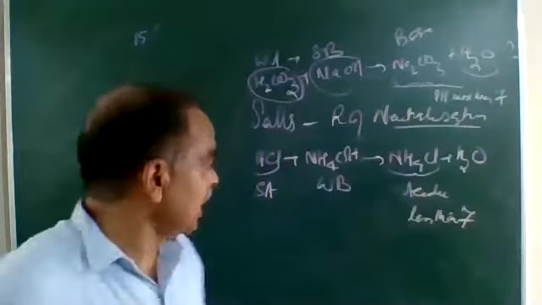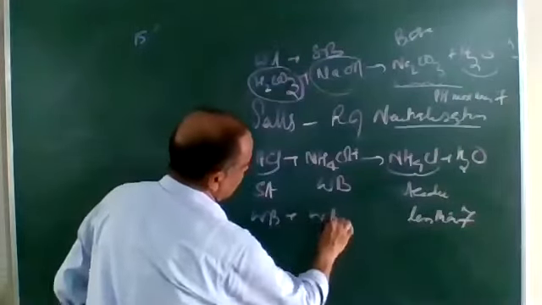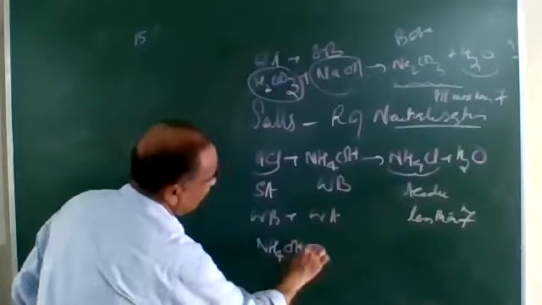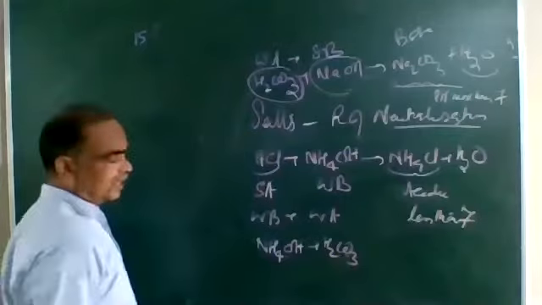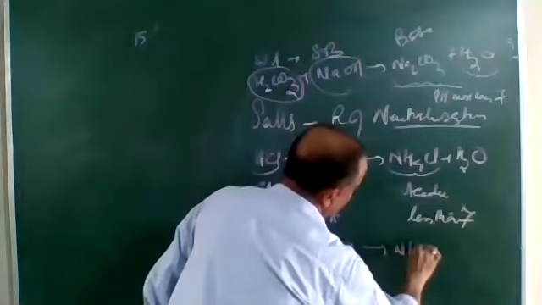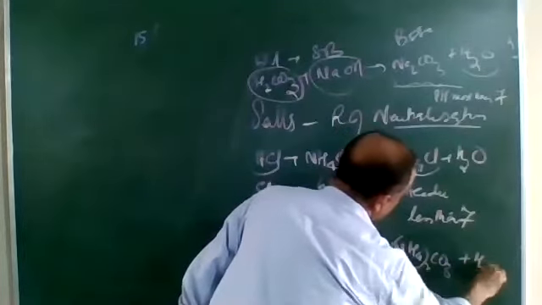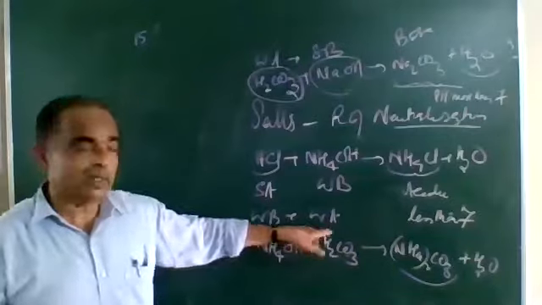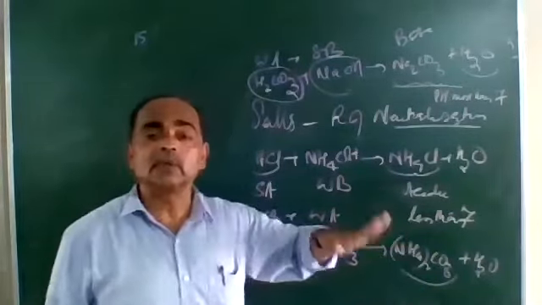Similarly, now the next one is weak base and weak acid. Let's say NH4OH, ammonium hydroxide, as a weak base, and we are taking H2CO3 as a weak acid. So we will be getting ammonium carbonate plus H2O. Ammonium carbonate is neutral. Weak and weak, it is neutral. Understood it clearly? The question is asked this way.